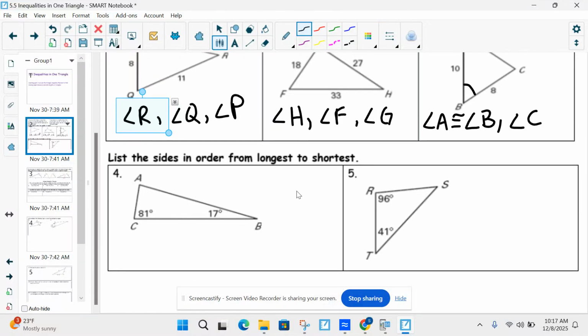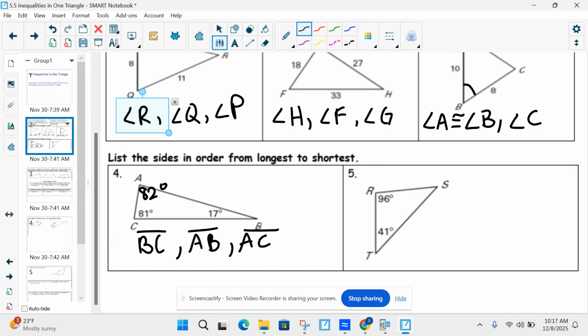Here, list the sides in order from longest to shortest. So here, if we take 81 plus 17 and subtracted it from 180, you would get 82 degrees for angle A. So that means, since we're doing longest to shortest, CB, or BC, would be the longest side because it's opposite of the biggest angle, and then AB, and then followed by AC.